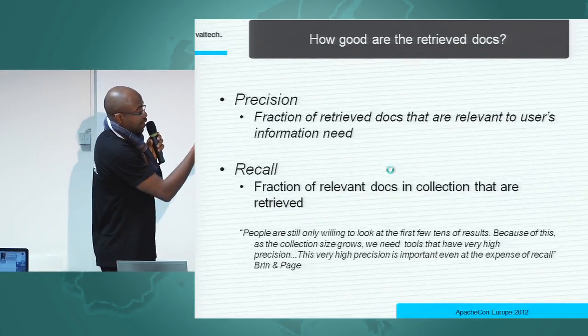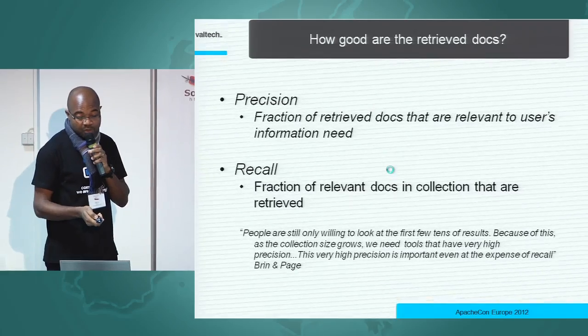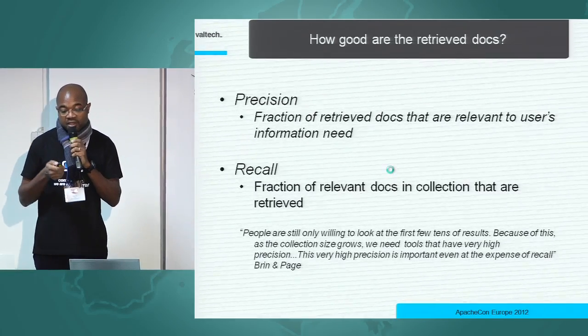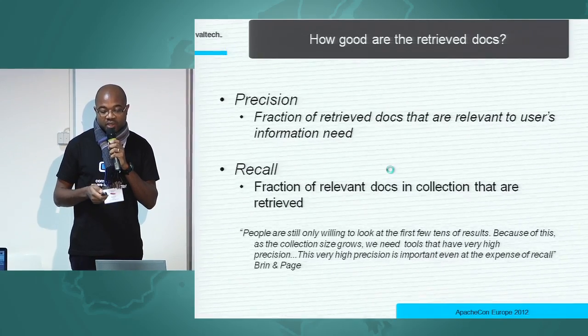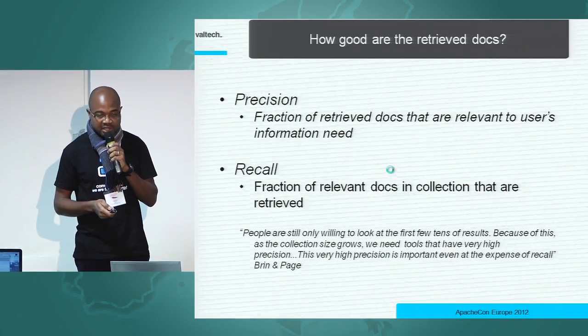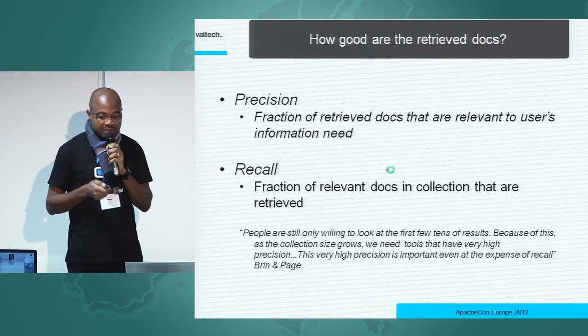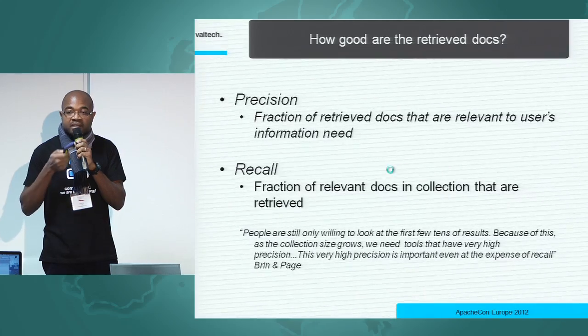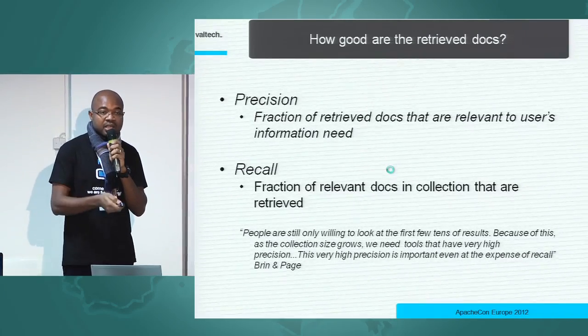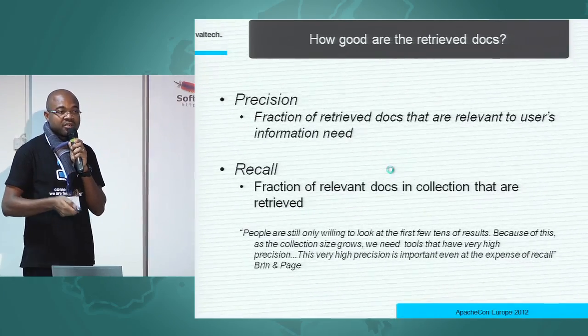And at Google, they choose precision. That's why they say people are still only willing to look at the first few tens of results. Because of this, as the collection size grows, we need tools that have very high precision. This very high precision is important even at the expense of recall. So you should at least take a decision. And here they take the decision to favor precision over recall.